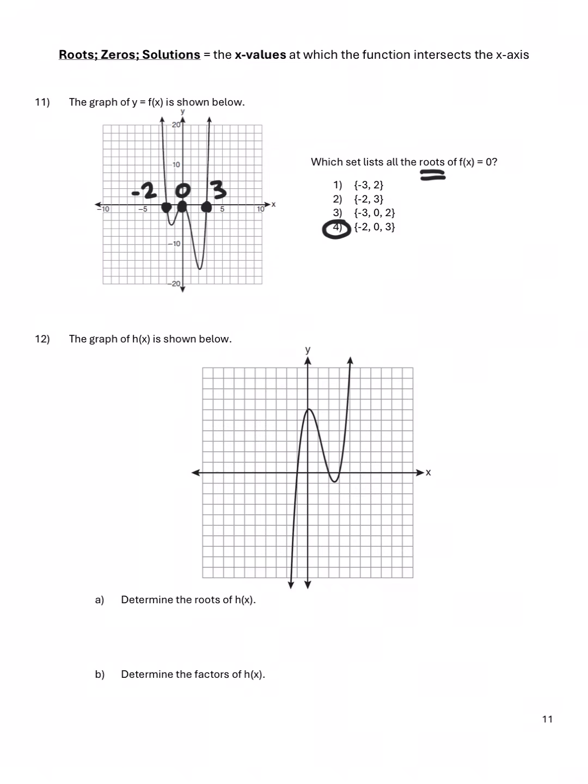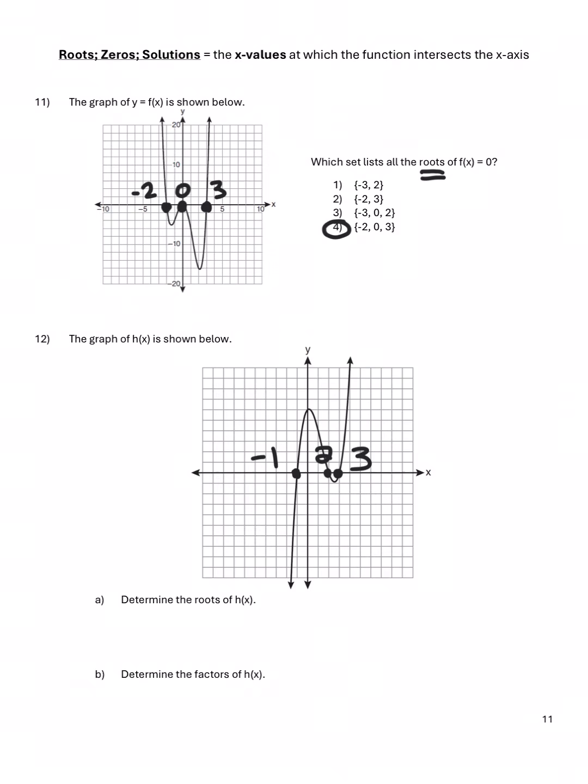Okay, so now let's take a look at number 12. It says the graph of h of x is shown below. So they first want us to determine the roots. Okay, so the roots are just like we said in the previous one, where the graph intersects the x-axis. So we see we have one right here at -1. We have one right here at +2, and we have one right here at +3.